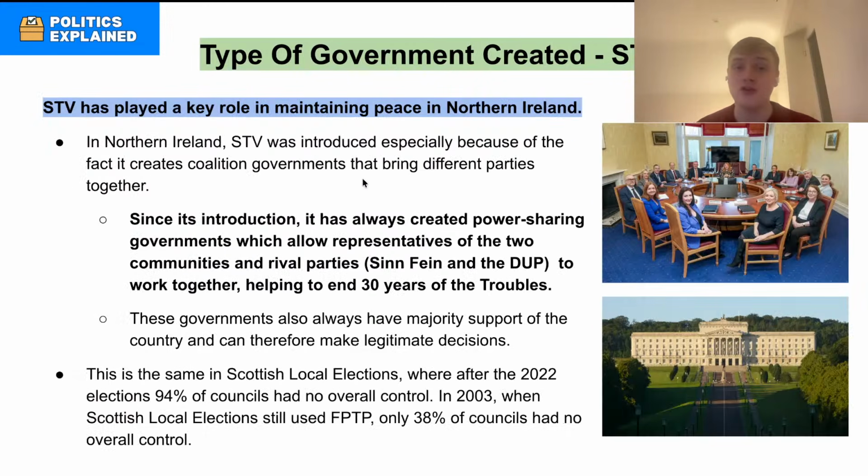STV can also be argued to be strong in terms of type of government created, as the fact that it's forced coalition governments, and forced the DUP and Sinn Féin, who represent rival communities, to come together, has been key in maintaining peace in Northern Ireland. It's always created power sharing governments, and that means that you haven't had a government in Northern Ireland that just represents one of the parties and could therefore potentially oppress or do things that are really not supported by the other community, and that could really threaten the peace process. So that's one key argument that STV has been really effective in Northern Ireland.